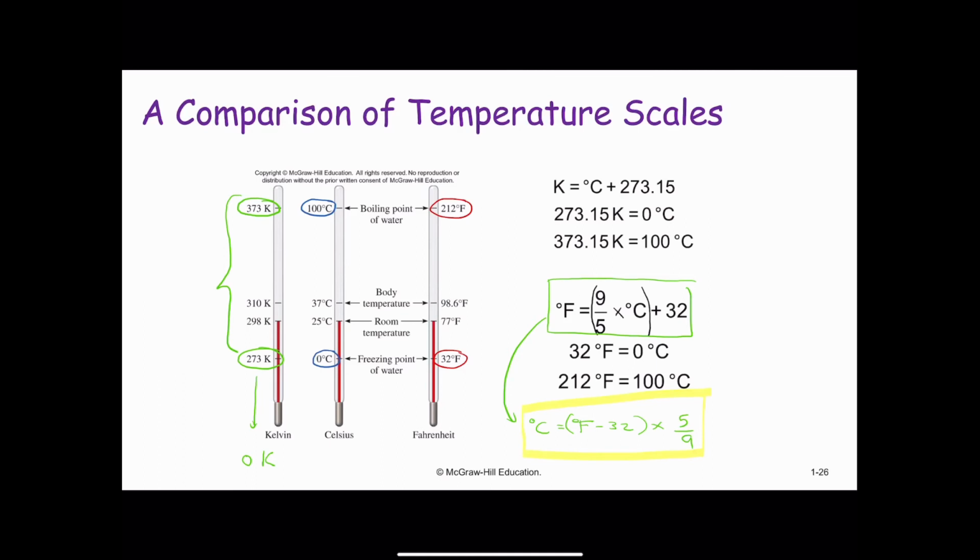Also, if we want to convert from Kelvin to degrees Celsius, we use this formula right here. The Kelvin is equal to our temperature in degrees Celsius, and then we add 273.15. And again, the reason why is because 273.15 Kelvin is equal to 0 degrees Celsius. Oftentimes we'll use only 3 significant figures and just use 273 Kelvin is equal to 0 degrees Celsius.